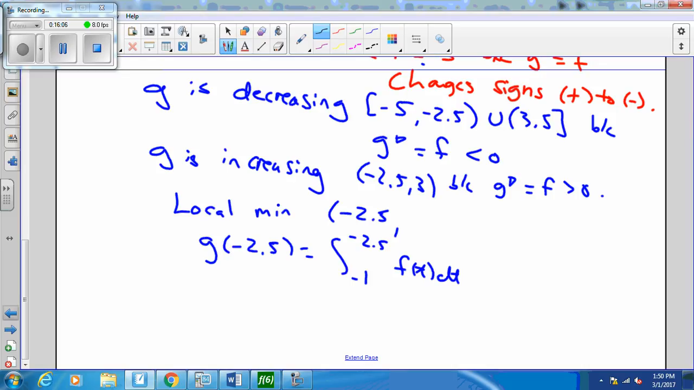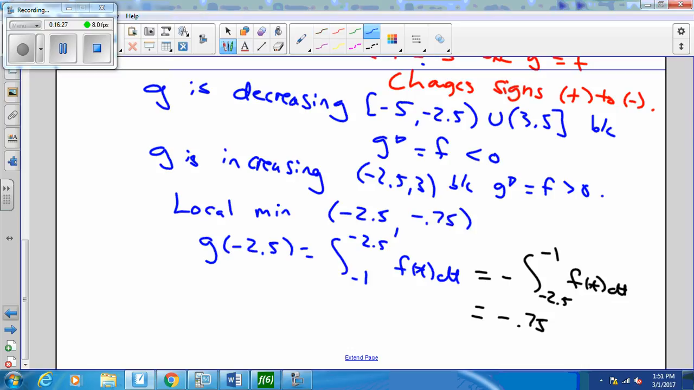And I see that hand, because I'm integrating from negative 1 back to negative 2.5, I need to first of all do a reversal so that I'm integrating in the proper direction. And now I can fill in the value of the net signed area. This gives me an actual y value for my local minimum. It is going to be at negative 3/4 or negative 0.75. And I can do the same thing for my local max.